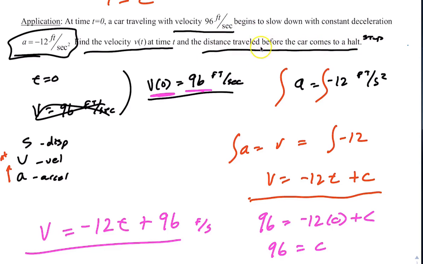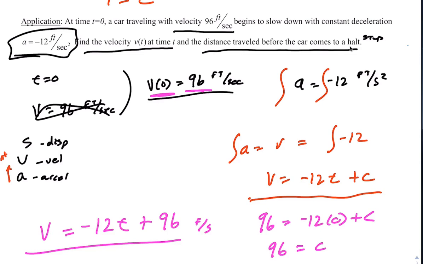Now it has to do with displacement. Distance traveled is displacement. The only problem here is that, yeah, I can integrate velocity again to get displacement, but I don't have an initial condition. They don't give me any value here. So we've got to think about, is there a way I could think about it? Well, let's read that question again. Distance traveled before the car comes to a halt.